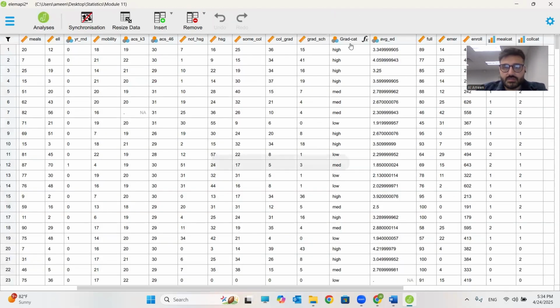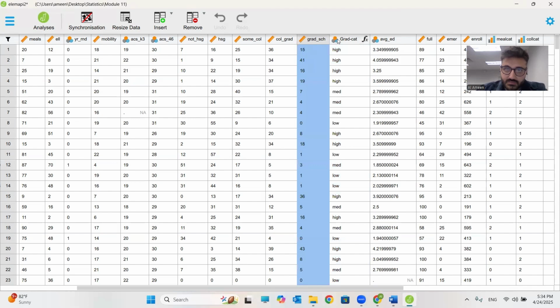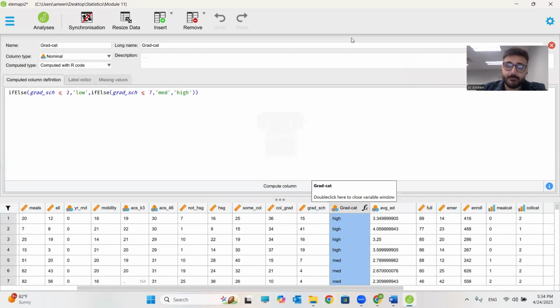So what I'm going to do is create a new column and label it grad category. This is my way of transforming this continuous data into categorical data. And then I'm going to use this R code to cut these values into 3 categories of low, medium, and high. Basically, anything less than 2 is going to be low. Anything between 2 and 7 is going to be mid. And anything above 7 is going to be high.